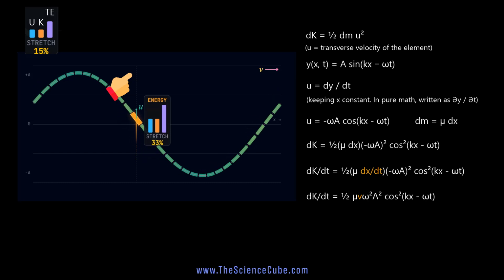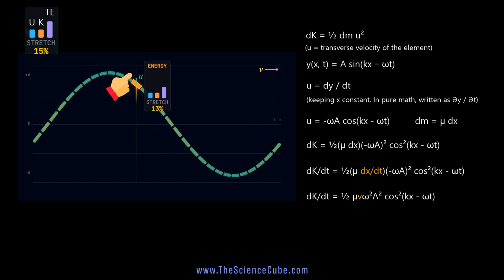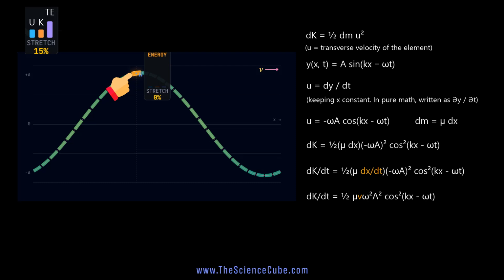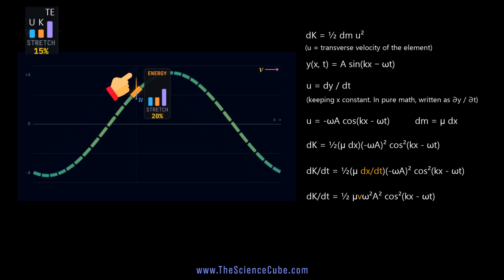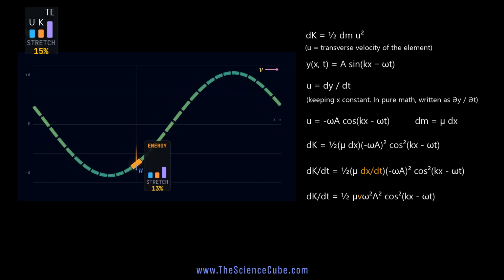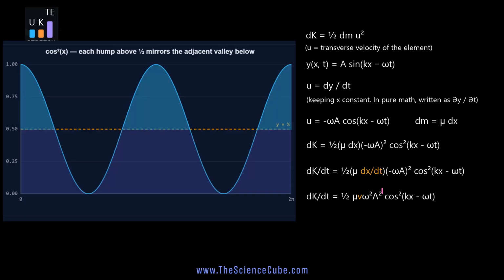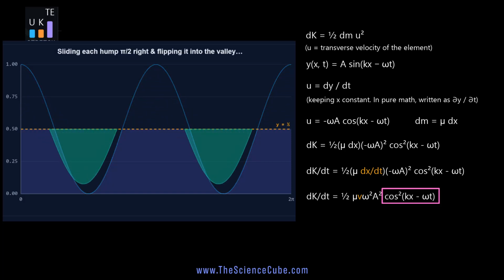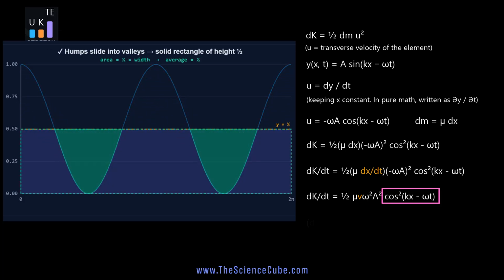Therefore, to find the average rate at which kinetic energy is transported, we take a look at one full cycle of the wave. And the math tells us that the average value of a squared cosine function over a full cycle is half. That gives us (dK/dt)avg = ¼ μ v ω² a².